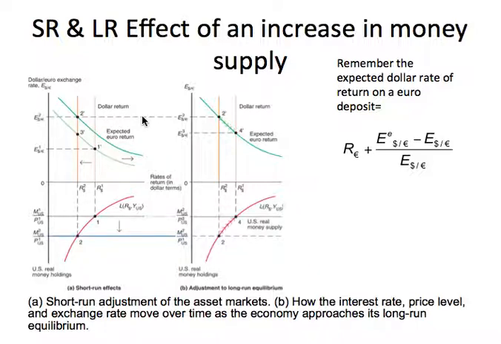In summary, in the short run, the exchange rate overshoots when there is an increase in money supply, and this overshooting of the exchange rate happens because people expect the price level to go up in the future.